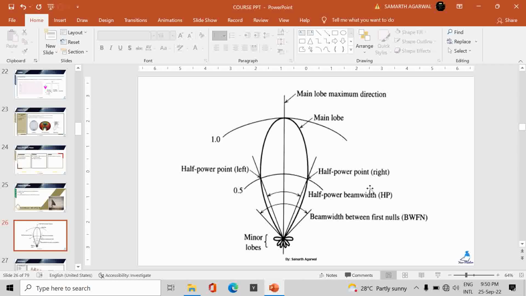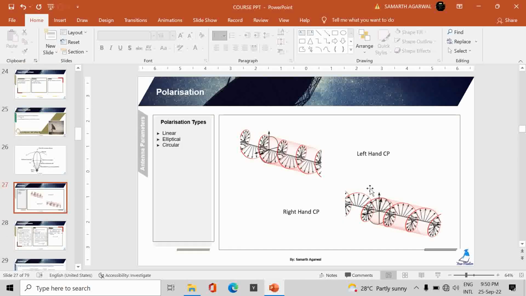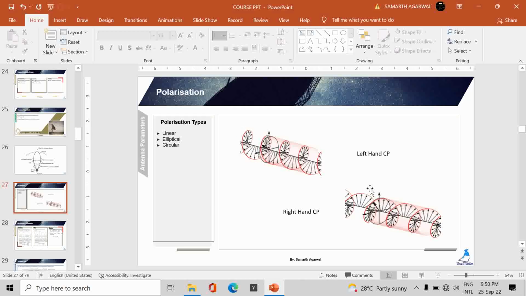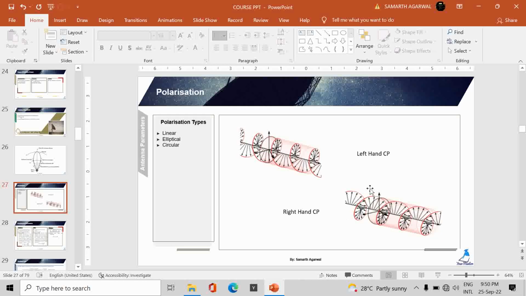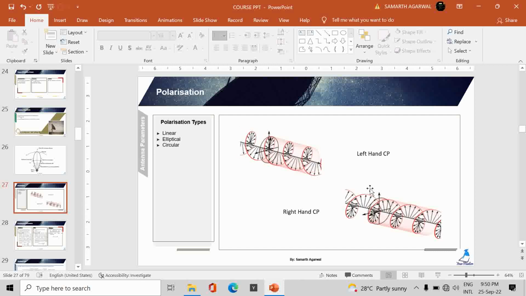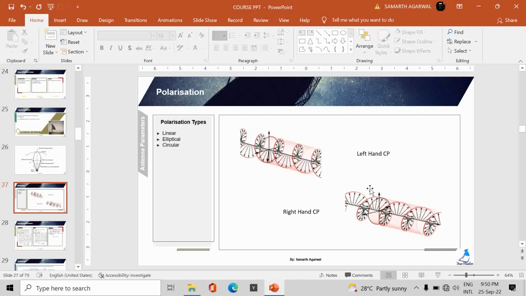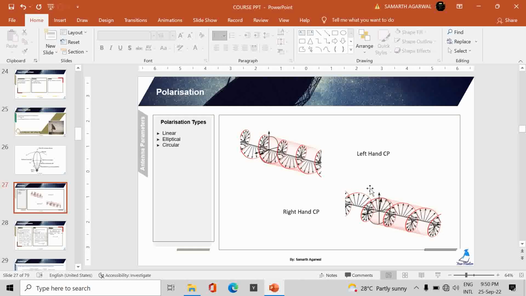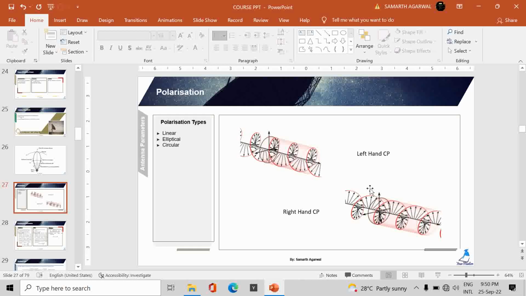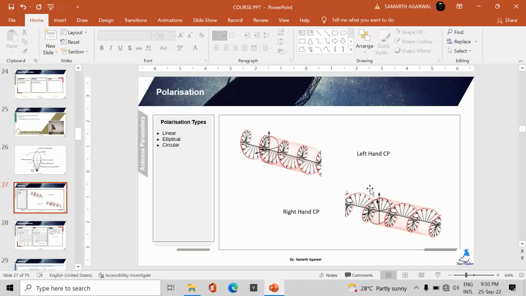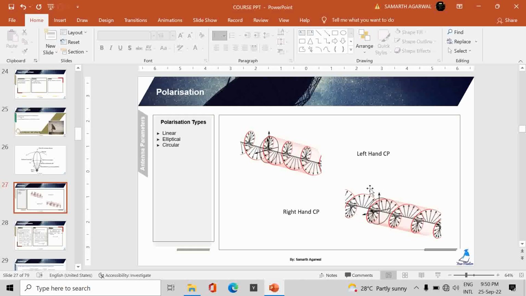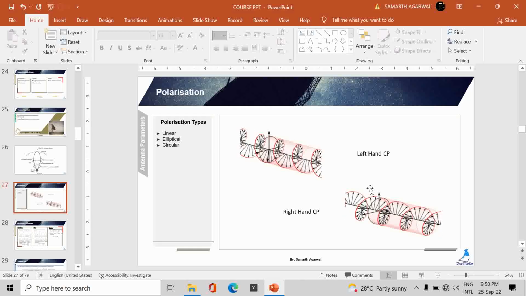Okay, then we come to the polarization, which is nothing but the orientation of the electric field. Polarization types are linear, elliptical, and circular. And in the case of LHCP or RHCP, that is left hand circular polarization or right hand circular polarization, the E field, or you can say the E vector, will rotate.